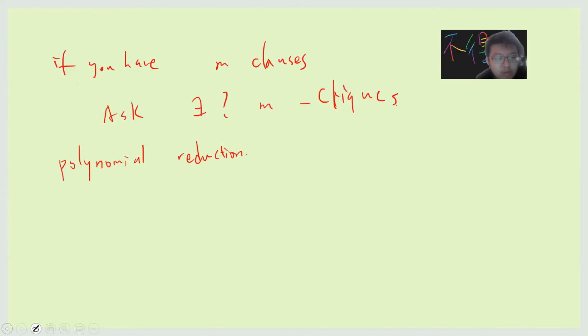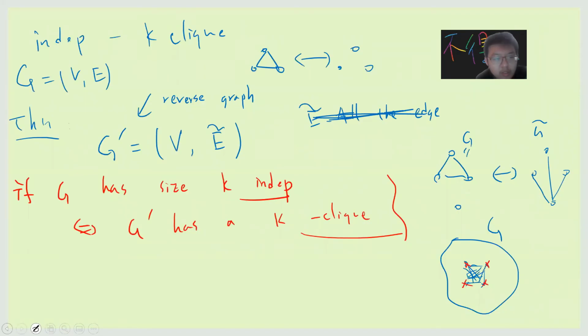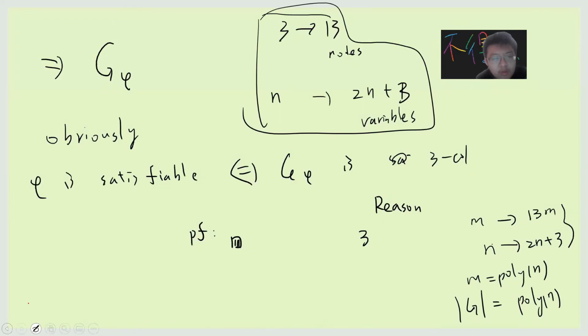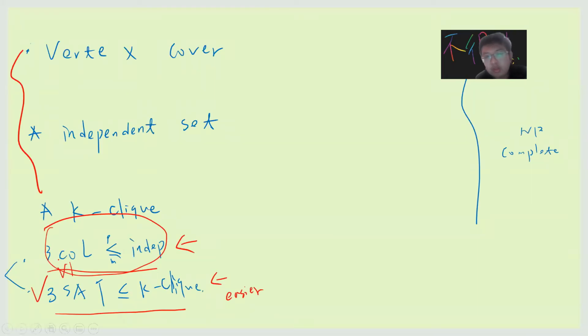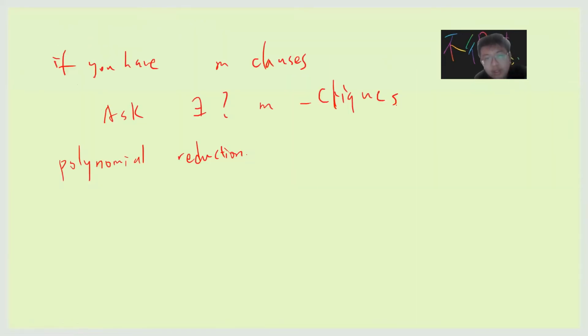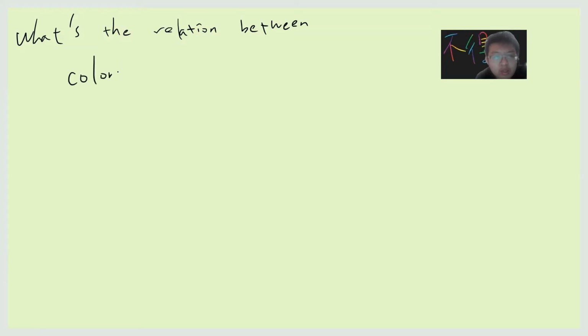Now we are ready to go to the final one, which is a proof that will give the reason that 3 coloring is actually related to the independent set. This is not obvious, so let me introduce something new. The problem is: what's the relation between coloring and independent set?